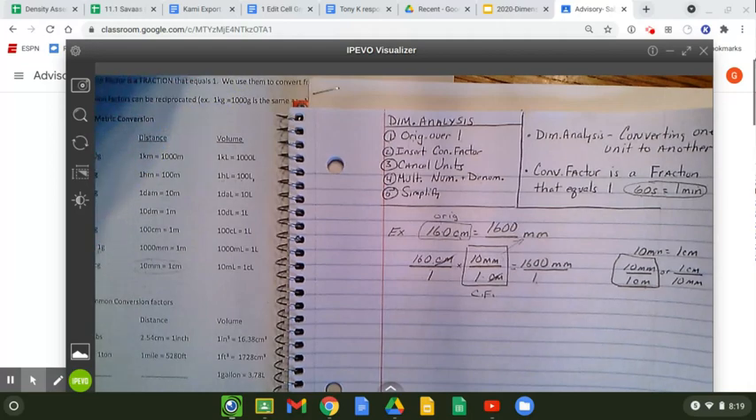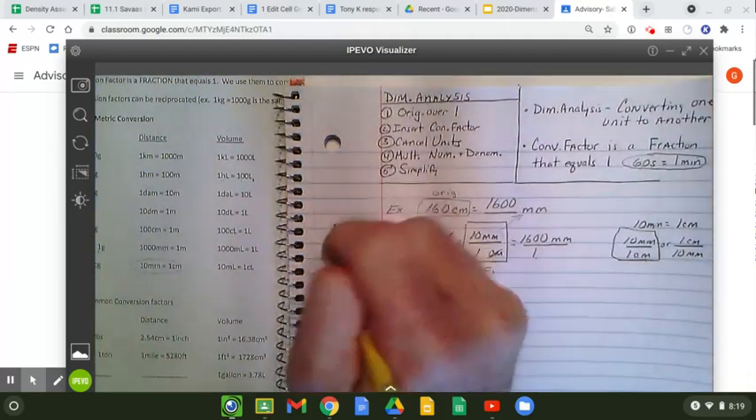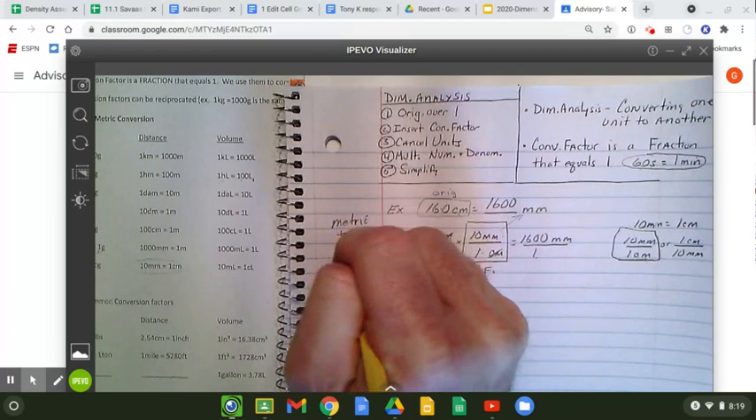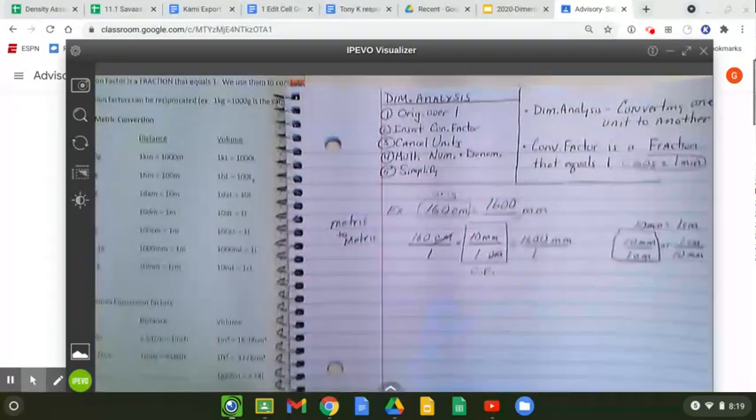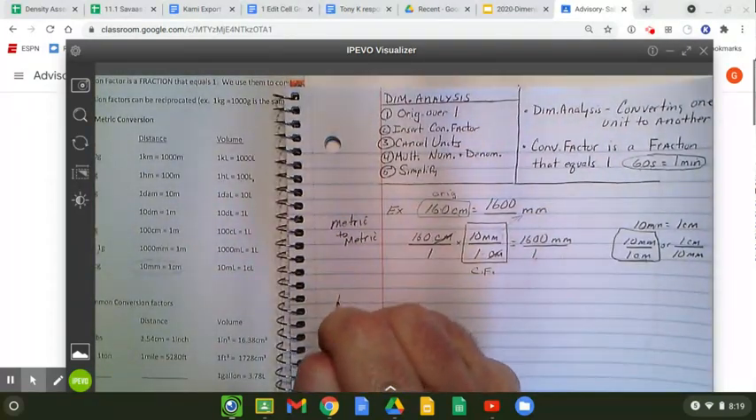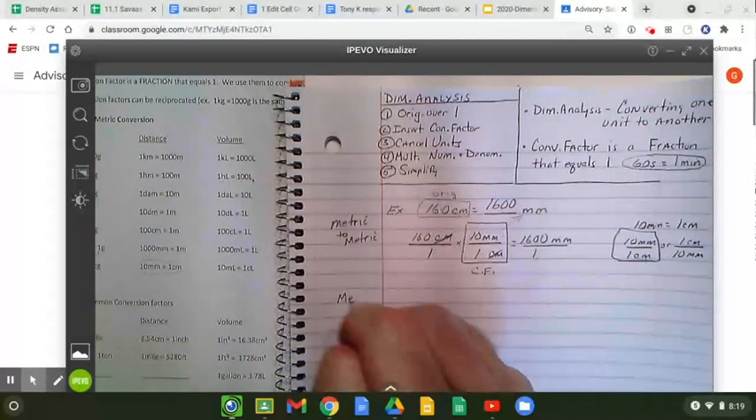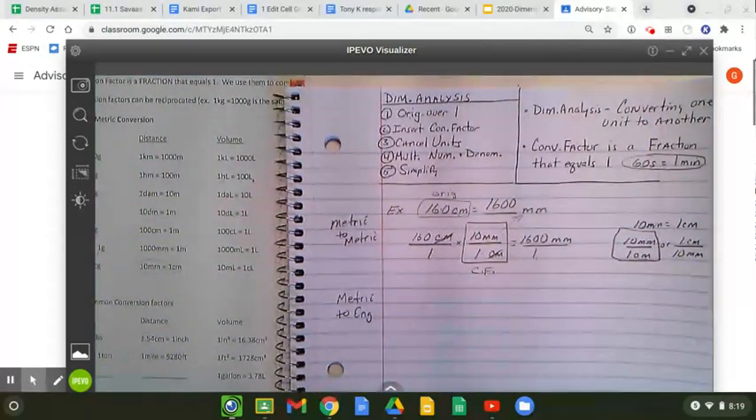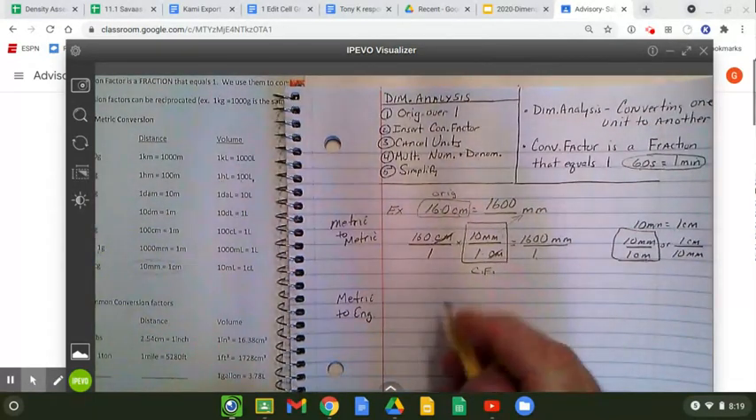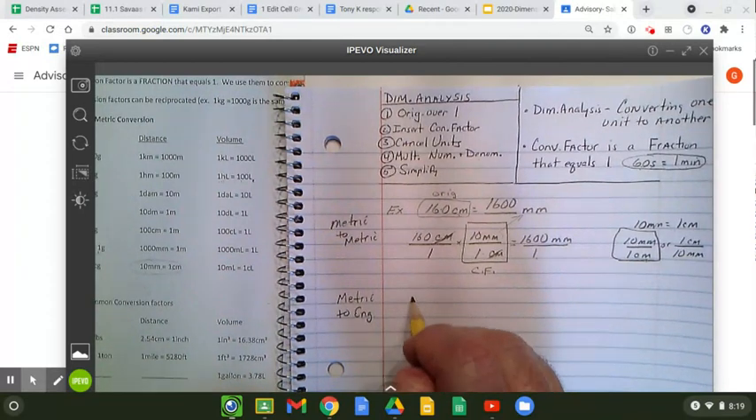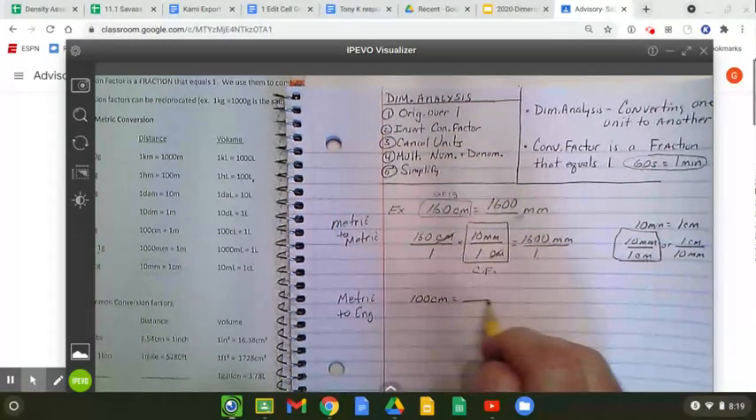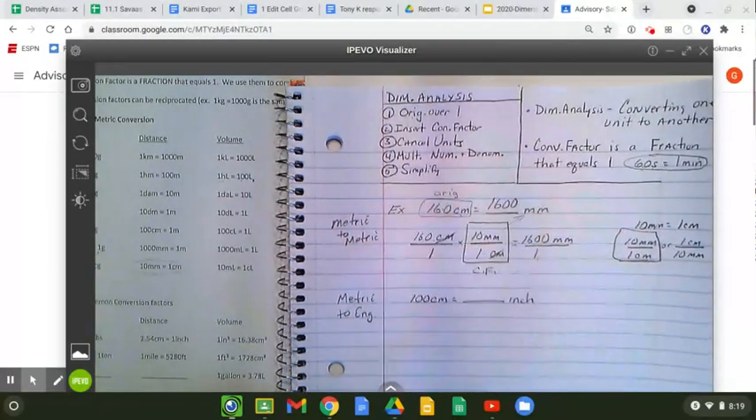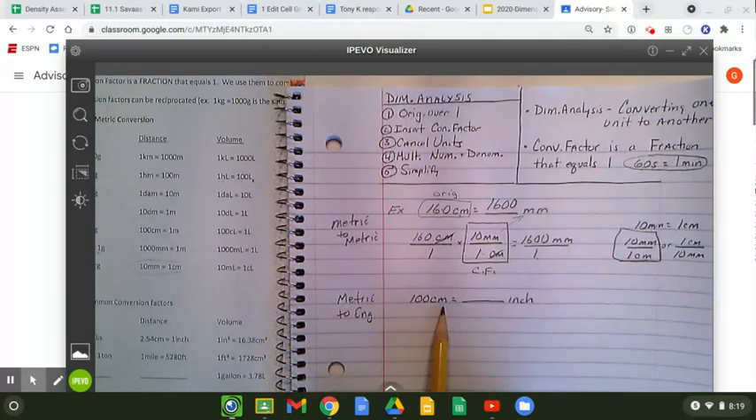All right. Metric to metric. So this was a metric to metric. The next one we'll do is metric to English. Let's say I want to know how many inches are in 100 centimeters. So I want to know how many centimeters equals a certain amount of inches.